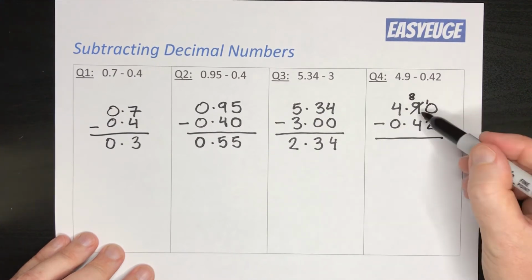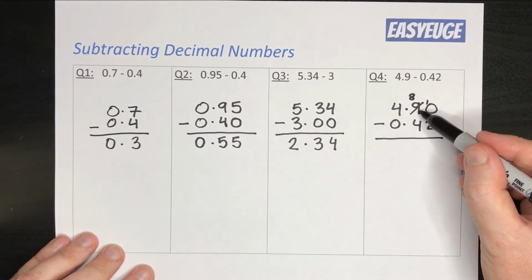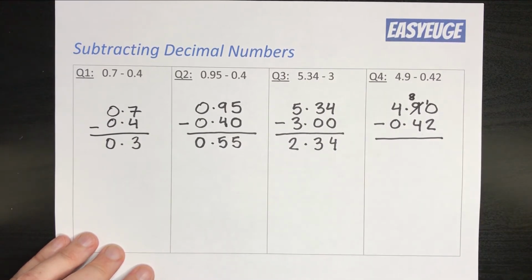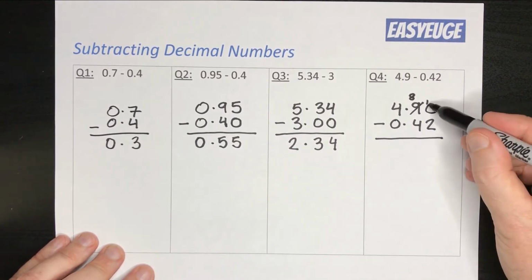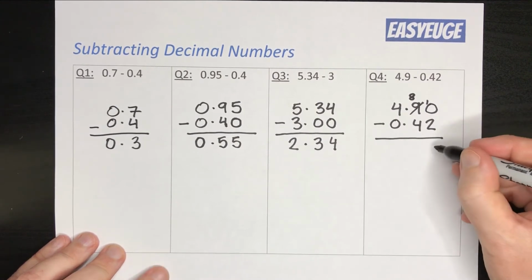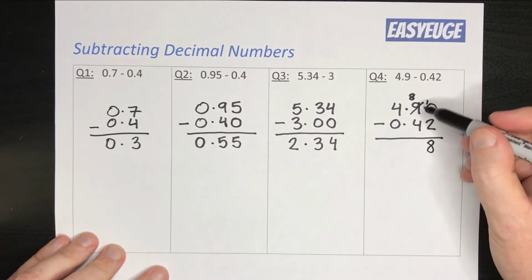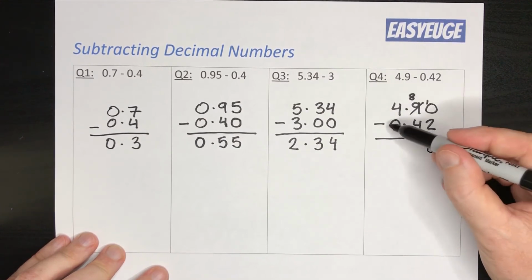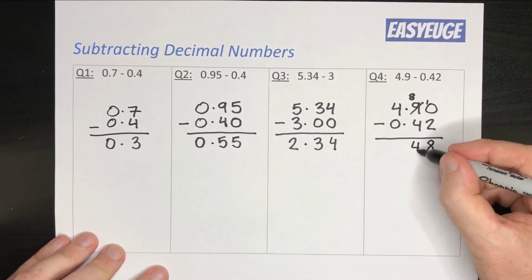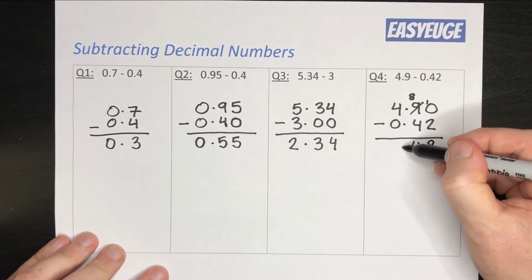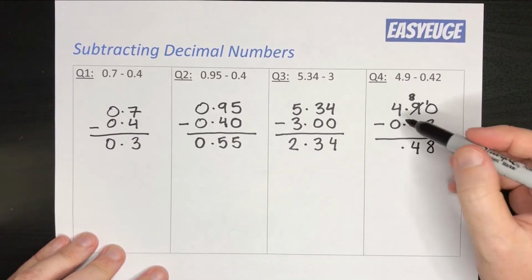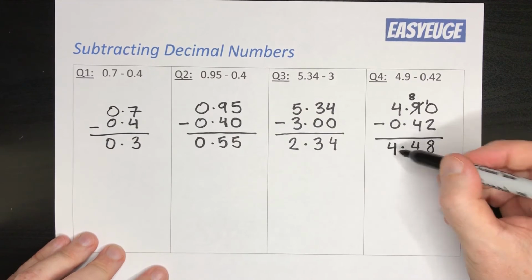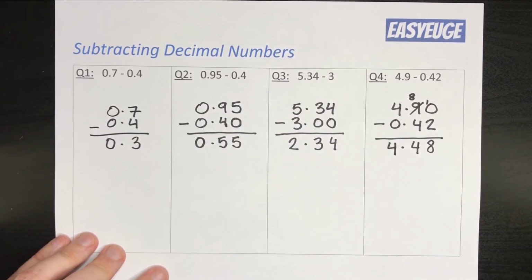Okay, so I've borrowed 1 from the neighbour next to me, and I've moved it to here, and I brought that number down by 1. Now I have 10, take away 2 is 8. 8, that used to be a 9, it's now 8. 8 take away 4 is 4. The decimal point just moves straight down. And 4 take away 0 is 4. And there's your answer, 4.48.